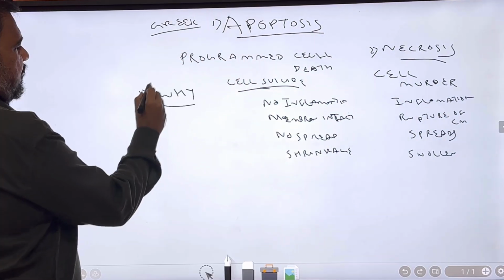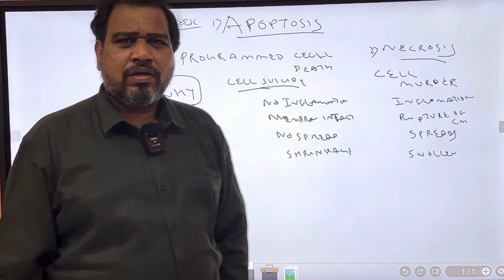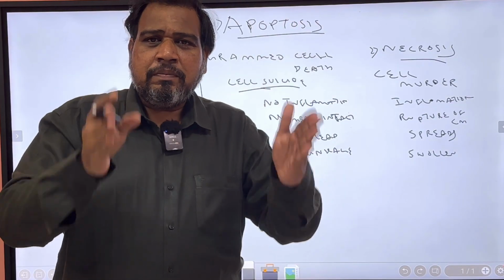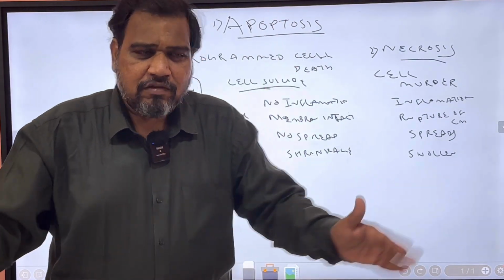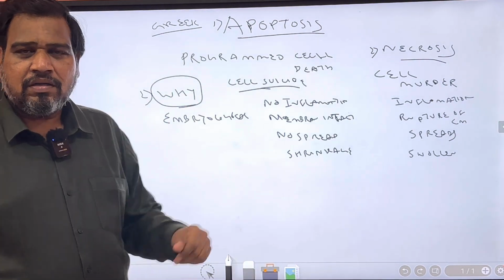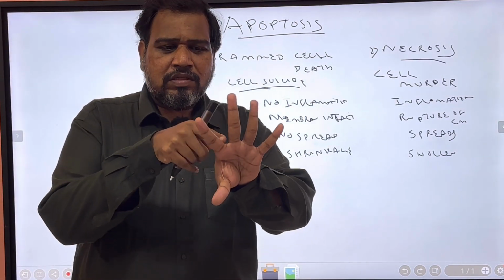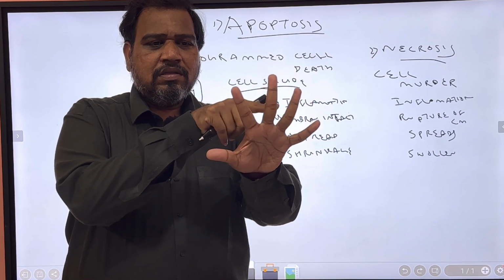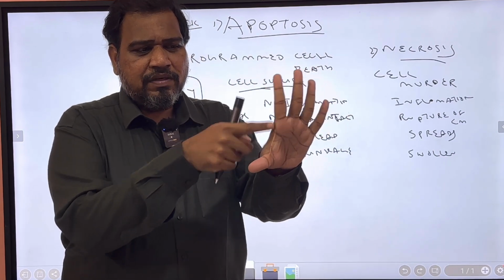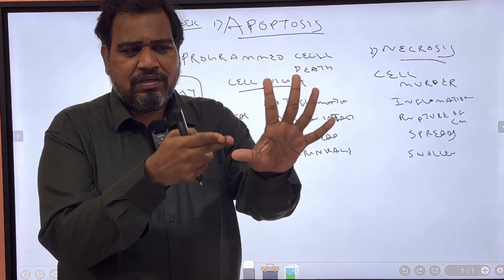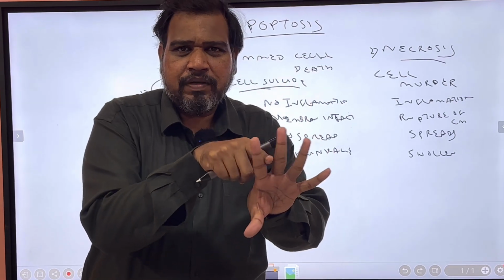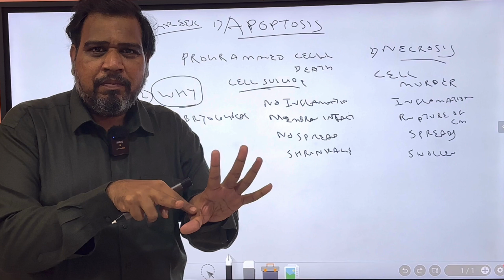Now, the next very important question: why does apoptosis have to occur? Embryological development is very important. Embryological development cannot be complete without apoptosis. For a simple example, in the embryo, the spaces between the fingers will not be there. See thumb, index finger, middle finger: the gap between the thumb and the next finger is more, and there is free space, there is no web between them.